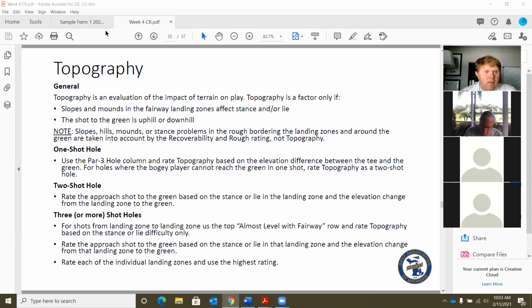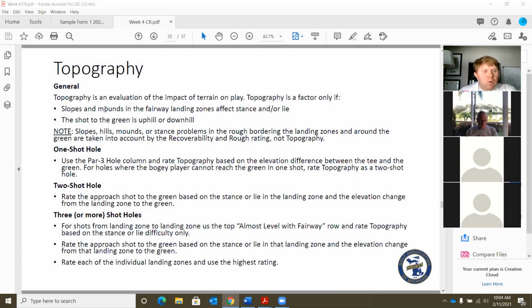So I think the biggest thing with topography, at least what I see in the captaincy, is that we need to keep in mind that we're evaluating two different things. We're evaluating not only the level of the lie and the shot that the golfer has, but we're also looking at elevation from the approach shot to the green. So a lot of times we see on Form 1s numbers that just are not possible because we're not looking at both of those factors.